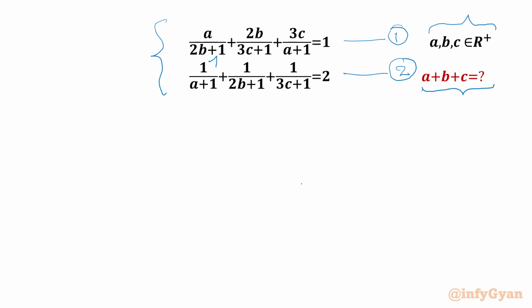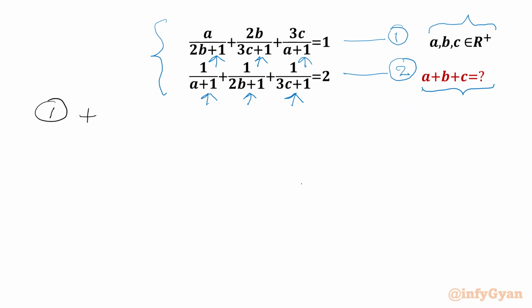In denominators we have 2b plus 1. In the second equation also we have 2b plus 1, 3c plus 1, 3c plus 1, a plus 1, a plus 1. So we have similar denominators but with different numerators. So what we will do here, let's add both the equations first.